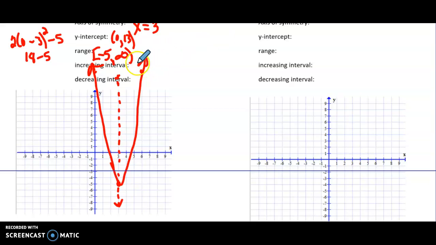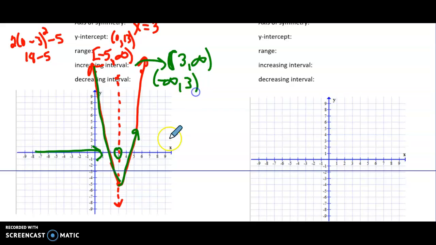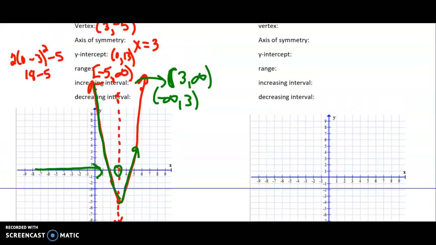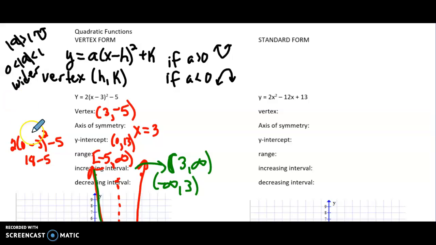Now, where am I increasing? Well, from this point forward, and that happens right at the vertex of 3. So I am increasing from 3 to infinity. Where am I decreasing? Right here at this part of the graph, and that's from -infinity up till I hit 3. That's a parabola written that way.